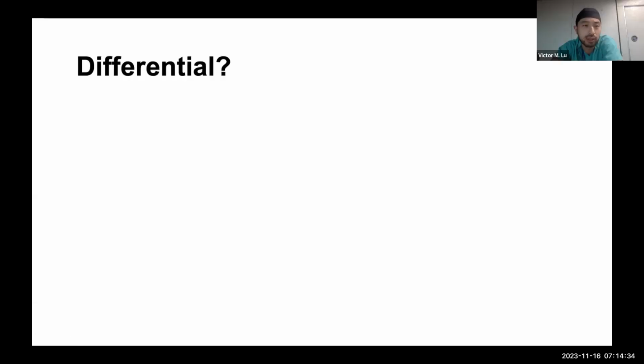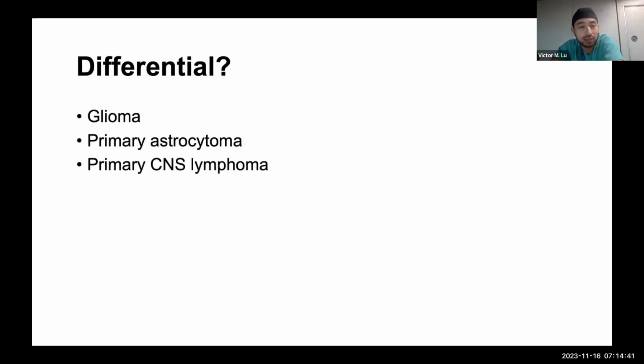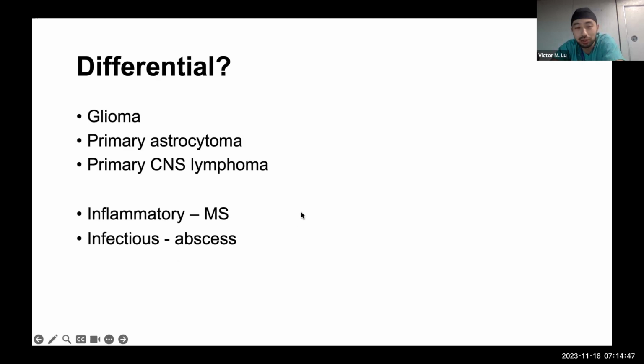That's excellent, perfect. And so glioma, primary astrocytoma, kind of covers all those bases that you mentioned. In these cases, you can never forget CNS lymphoma as well. And on top of that, inflammatory, infectious causes obviously are there, but not particularly high on the differential.